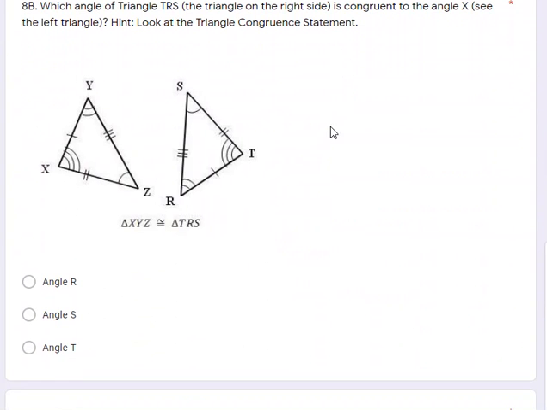Then 8B, which angle of triangle TRS is congruent to angle X? Again, look at your triangle congruence statement. So, which angle in TRS is congruent to angle X? Is it angle R? Is it angle S? Or is it angle T?